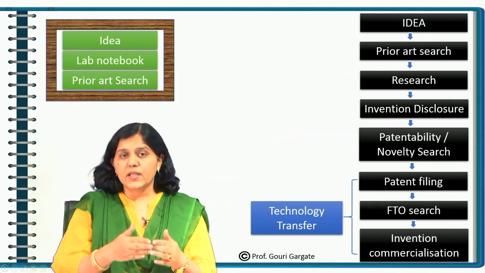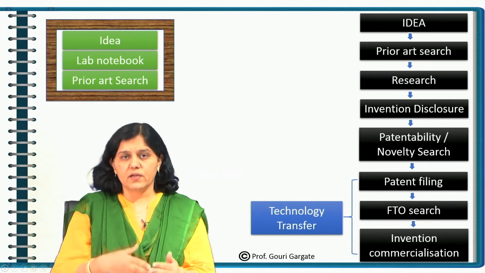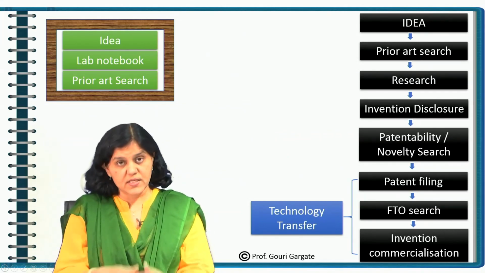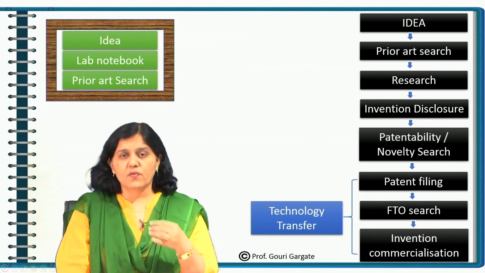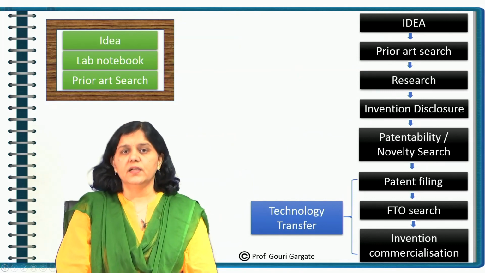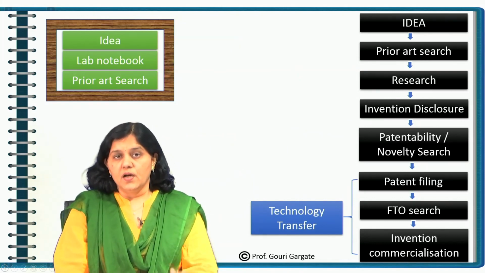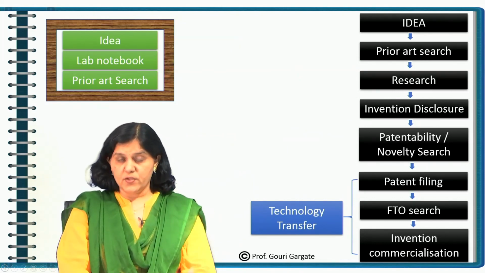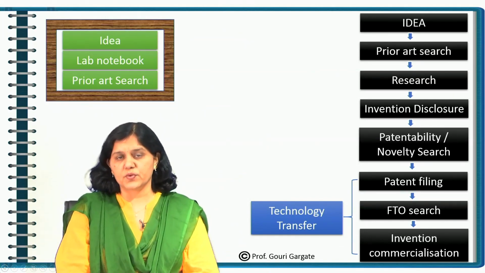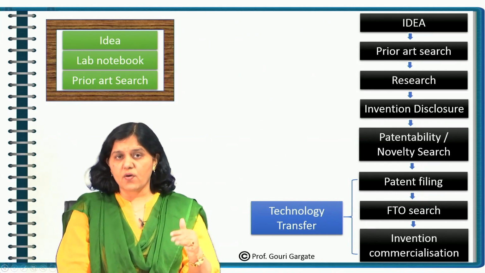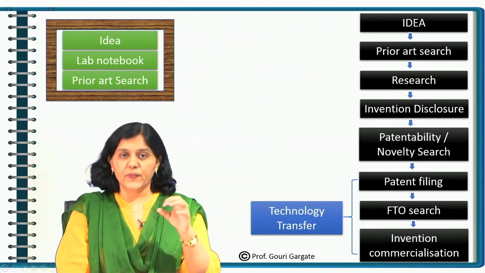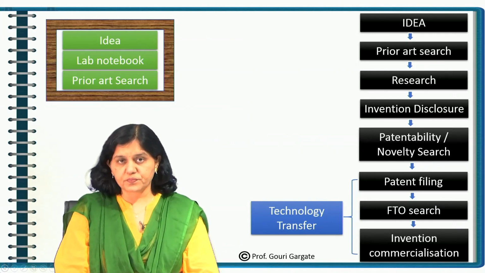Now, you can write the procedures you are following and what the findings are. If there is a positive result, you write that down. If there is a negative result, you write that down. Whatever the output of your research, you have to mention it in the lab notebook. Whatever ideas pop up in your mind, it is also good practice to write them in your lab notebook. This way you are recording everything going on in the laboratory.